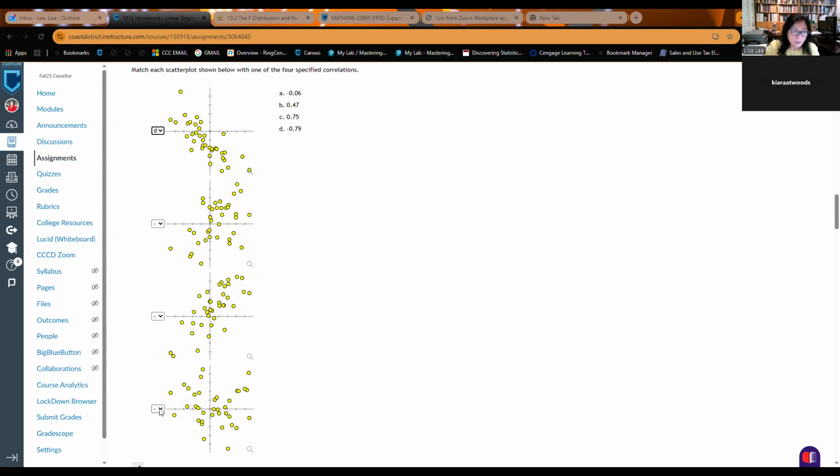And the last one here, I will pick the first one, negative 0.06, A. Because it's going down, but it's kind of spread around, right? The linear correlation is very weak. Since it's spread around like that, it's close to zero. It's spread further away from 1 and -1, not together in one line. Okay, that makes sense, that's how you look at it.